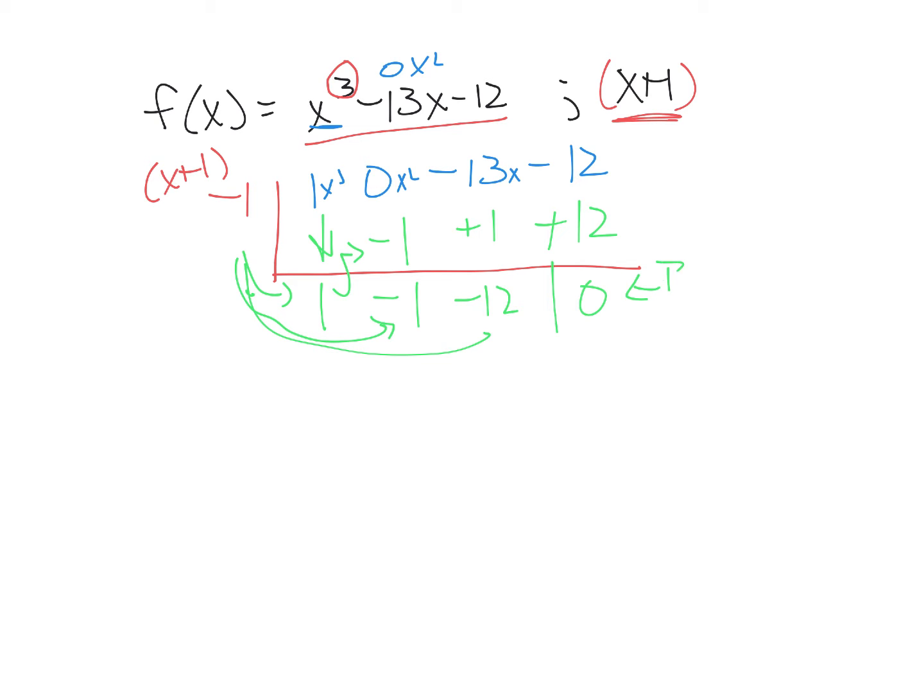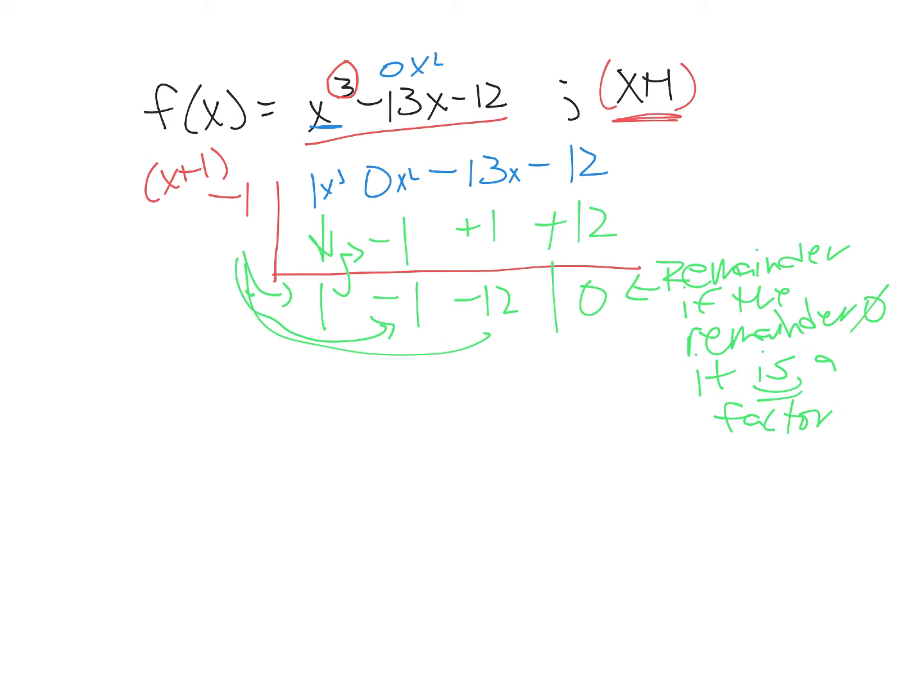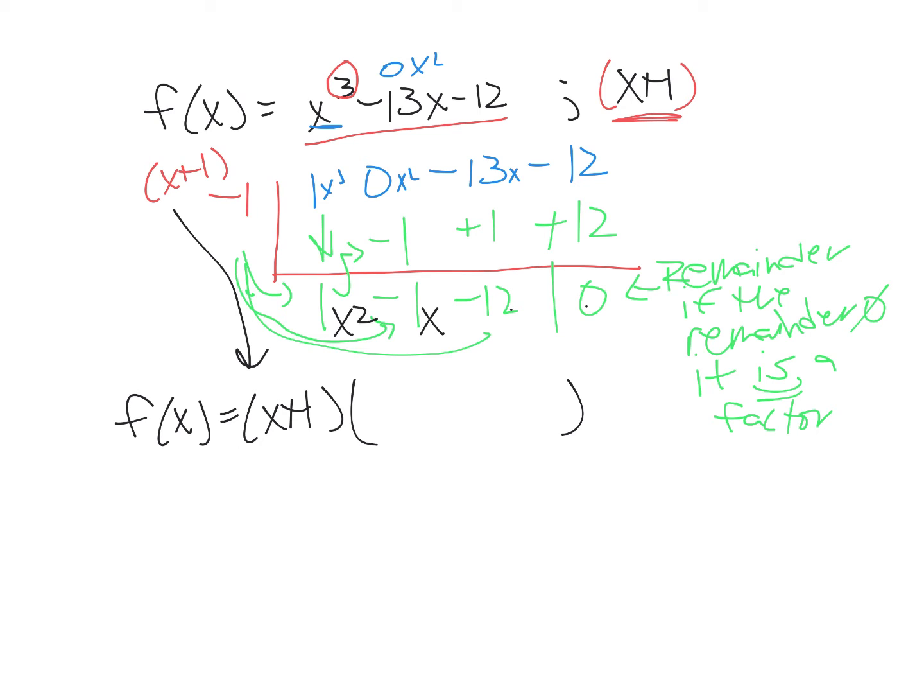Then remember, this is your remainder. And if the remainder is 0, like it is here, then it is a factor. It is a factor. So what we have here is f of x equals x plus 1. That comes from here. And then remember, it goes remainder, number, variable, and then variable squared. Then if this is the power of 4, so we have x squared minus x minus 12.